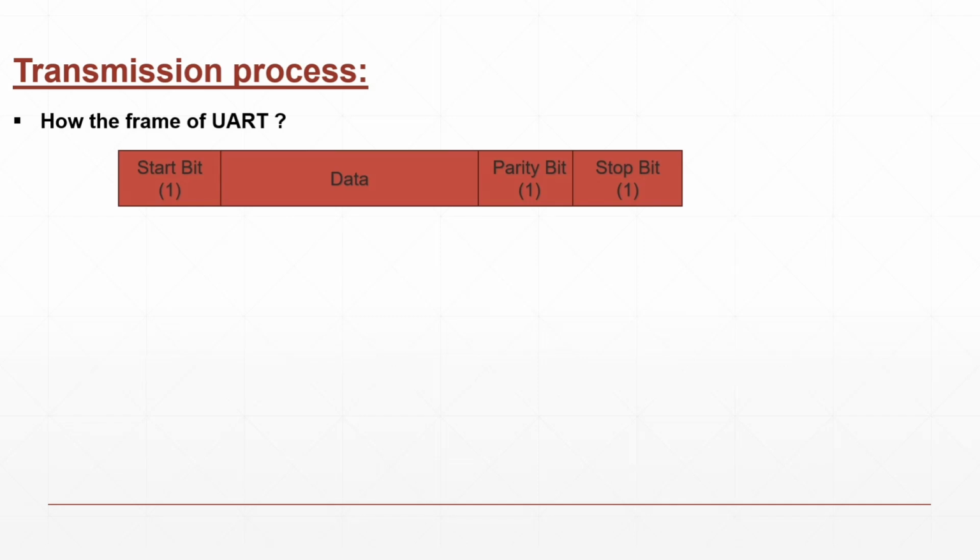Now how does the transmission process go on? First understand this UART frame. In this frame there is data. In UART, data can't be transferred directly. So what we do is use a start bit before the data, then the data, then the parity bit, then the stop bit. So we have data, we add a start bit initially, and at the end a parity bit and stop bit. This is the frame of UART, right?